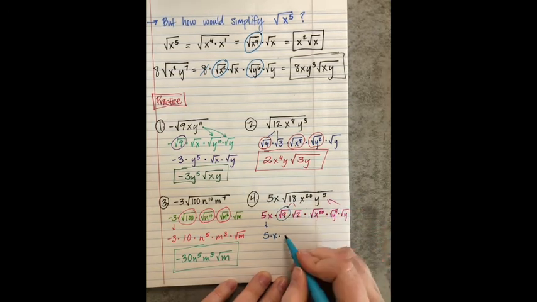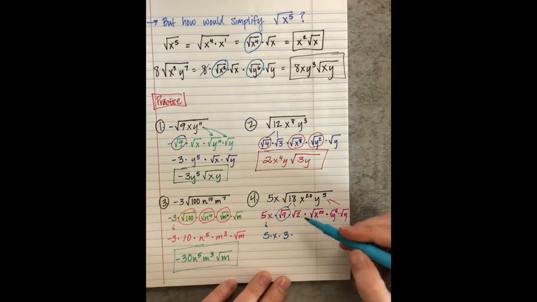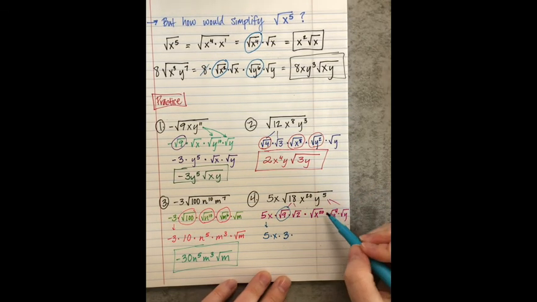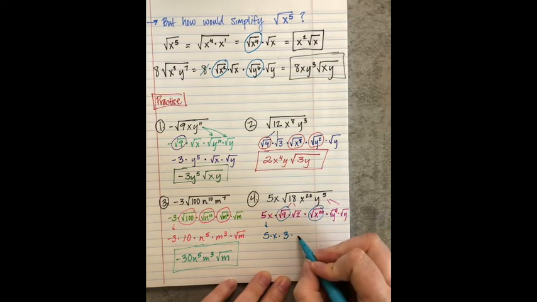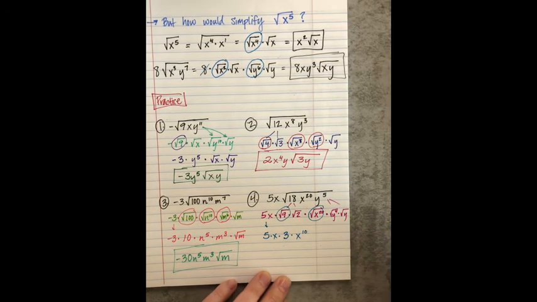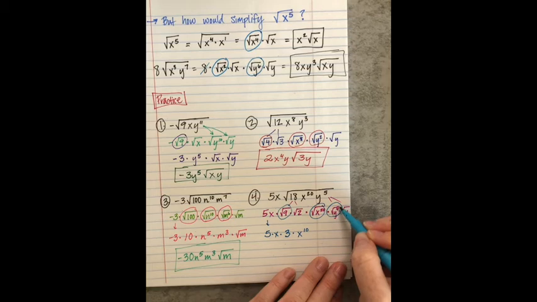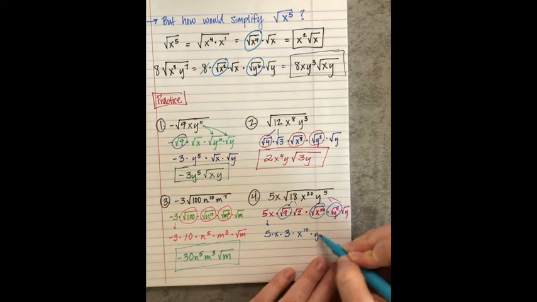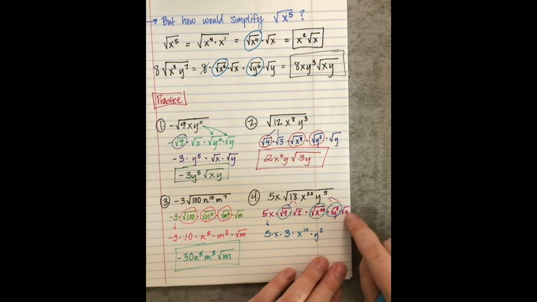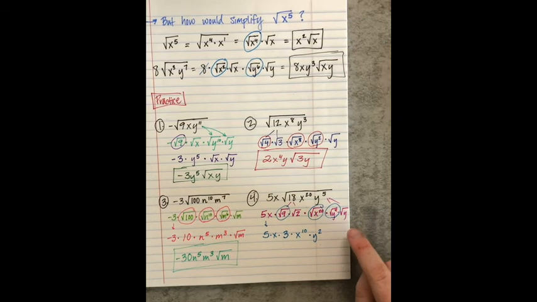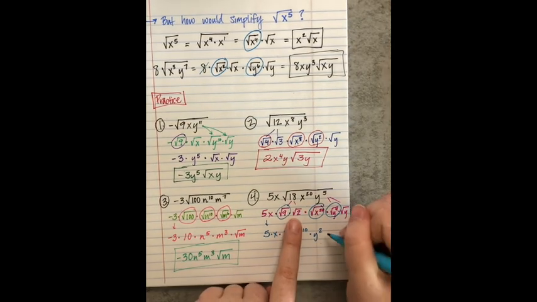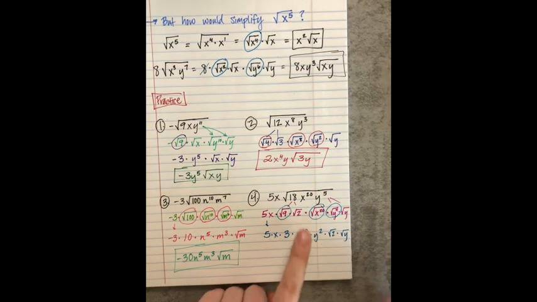Square root of 9 is 3. Square root of 2, that's not a perfect square. Square root of x to the 20th is x to the 10th. Square root of y to the 4th is y squared. And I can't really simplify down the square root of y. So now I'm going to bring down the leftovers. Radical 2 times radical y.